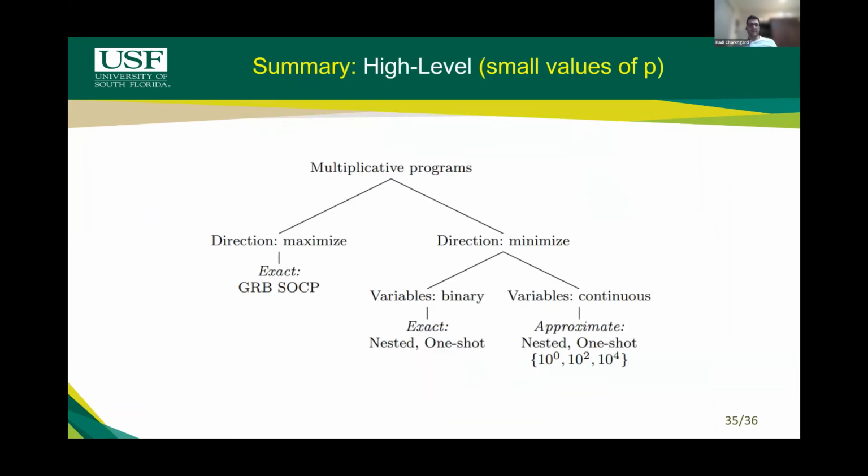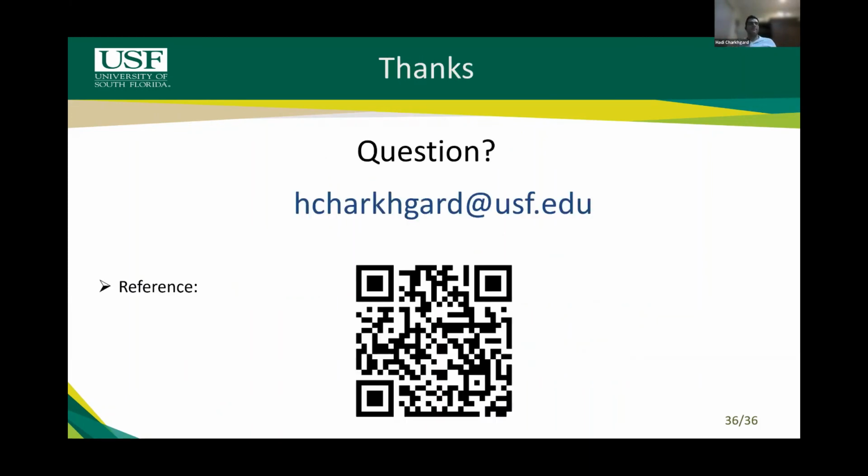So in summary, for a multiplicative program, maximization with small values of P, we have nothing. You cannot use our approach; it's not efficient. For the minimization case, our approach is going to be good, even for small values of P. And if you have continuous variables and you want to use our approach, you need to somehow transform your decision variables into integer values. That means you need to consider a certain precision level, and you multiply each decision variable by 10 to the power of 2 or 10 to the power of 4, and you assume that your Y values are actually integer, and you can apply the same technique.